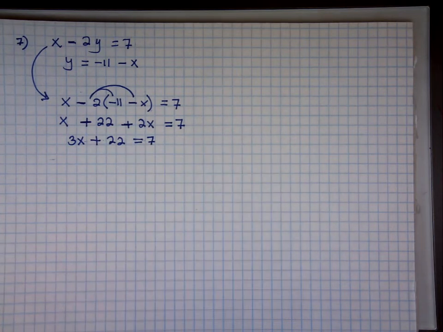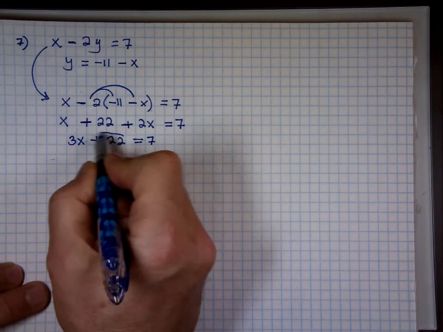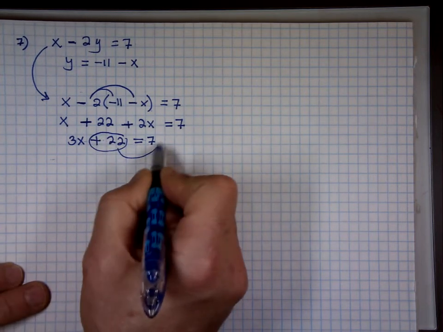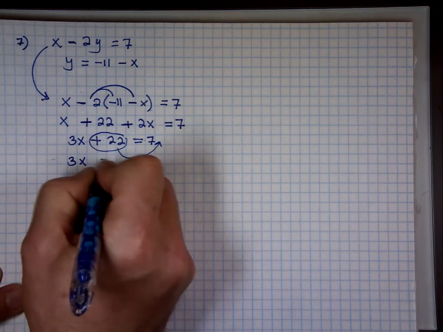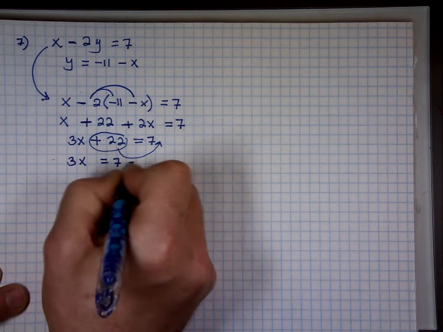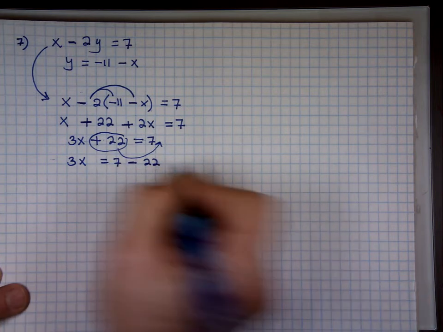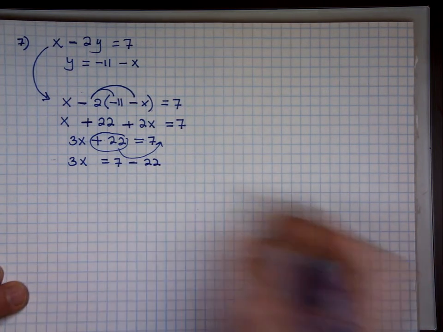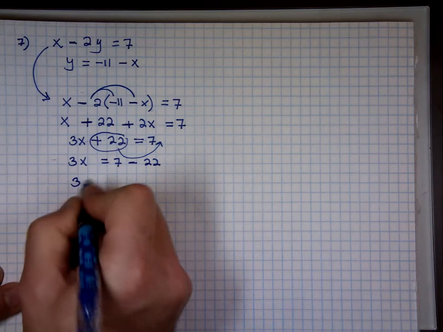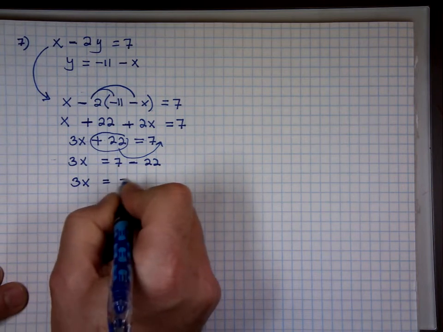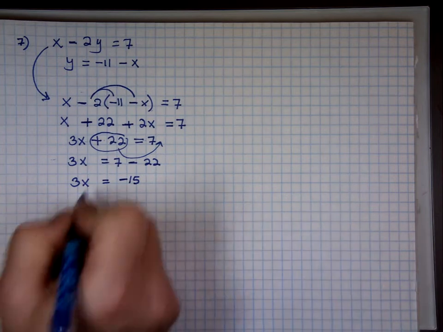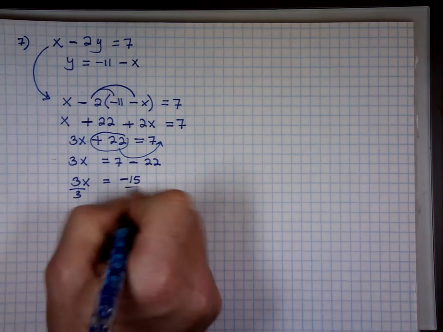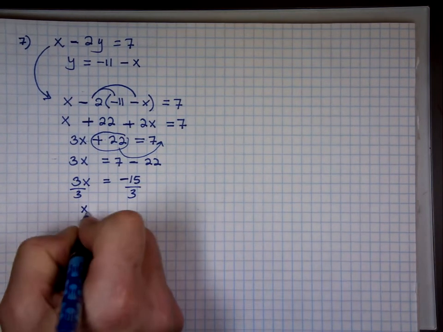Linear equation again. Take the plus 22 to that side or subtract 22 from both sides. 3x equals what? 7 minus 22. What is 7 minus 22? Is that negative 15? And to solve for x, you're going to divide by 3. x equals what? Negative 5.